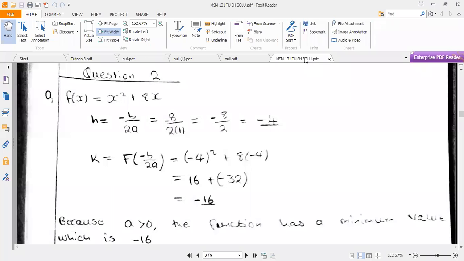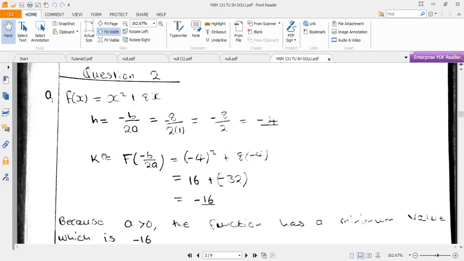Question 2a, f of x is. Can you repeat what you said, sir, about how to determine the maximum and the minimum values? If a is greater than 0, the function is minimum. If a is less than 0, the function is maximum.